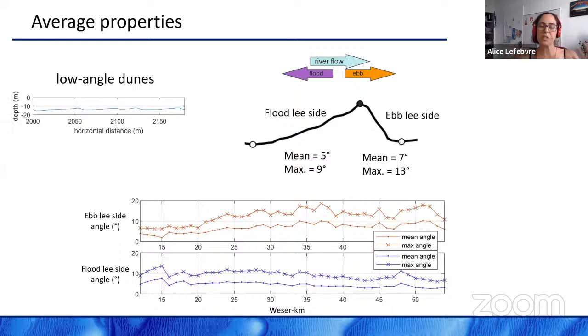And just to show you, because we always have so much exaggeration, here I'm showing you again a dune with an angle of 45 degrees. In reality, if we don't put any vertical exaggeration, the dunes look like this. So they're actually quite flat.